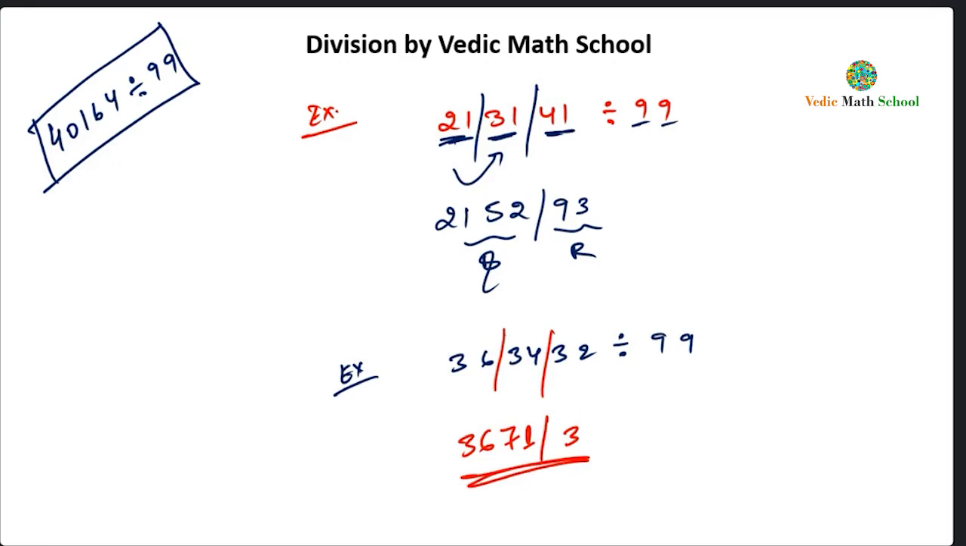Now suppose that instead of this 99, the number is 98, then what are you going to do? Any guess? Into 2. Into 2. Very good.